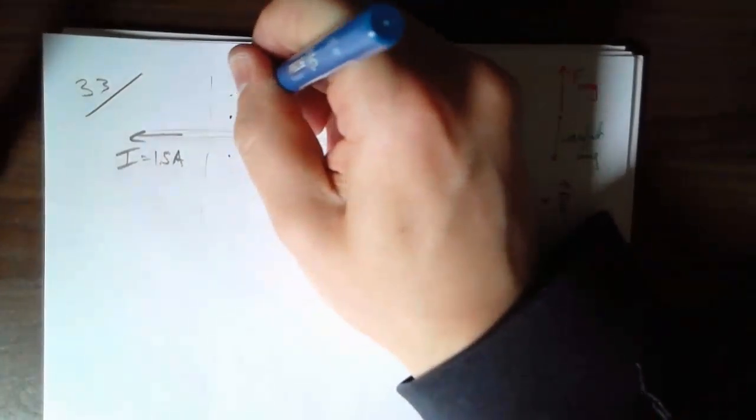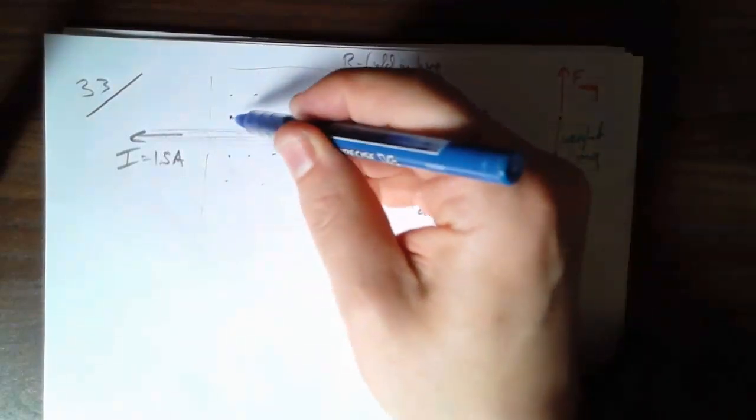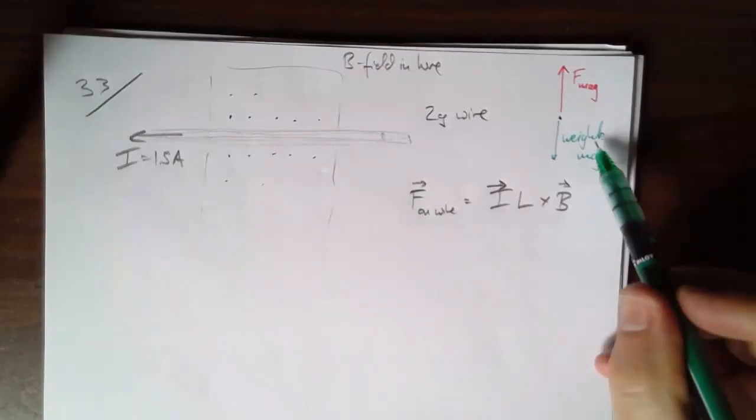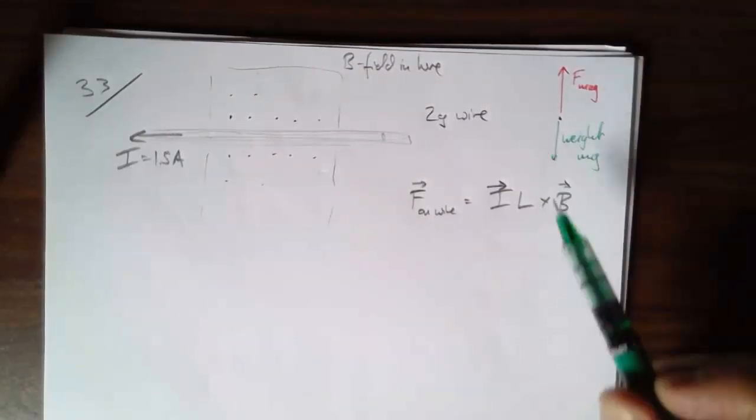Right? I don't really care what happens up there and down here. Really, where the wire is needs to come out of the page. And the strength of it, well, that's easy, because you know the weight. That has to be equal to the magnetic force.